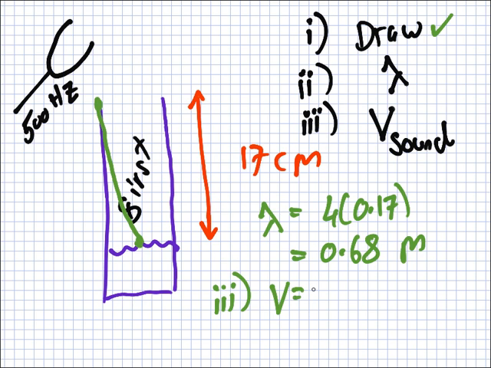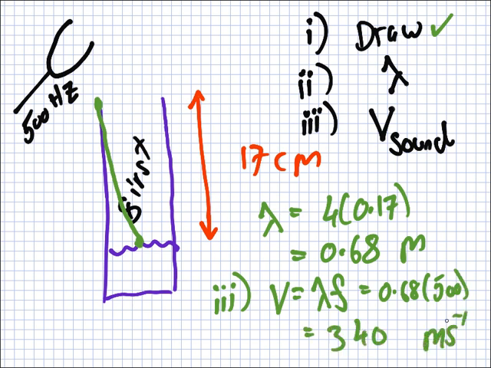V equals lambda f. So that would be 0.68 times 500, right? And is that 340? Yeah. Okay.